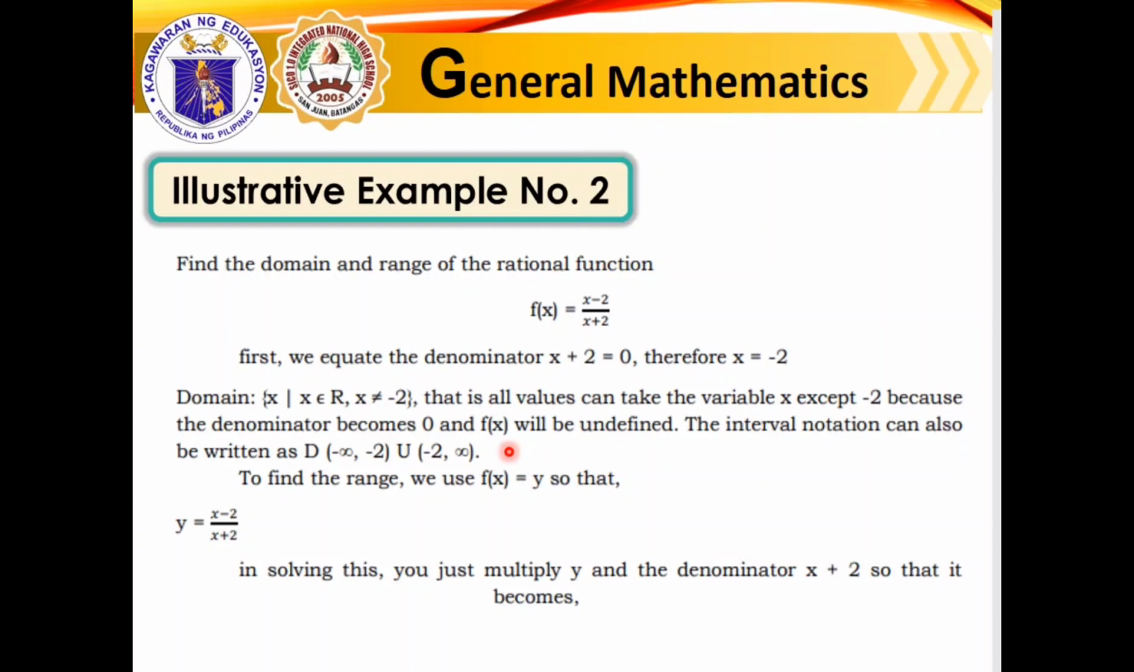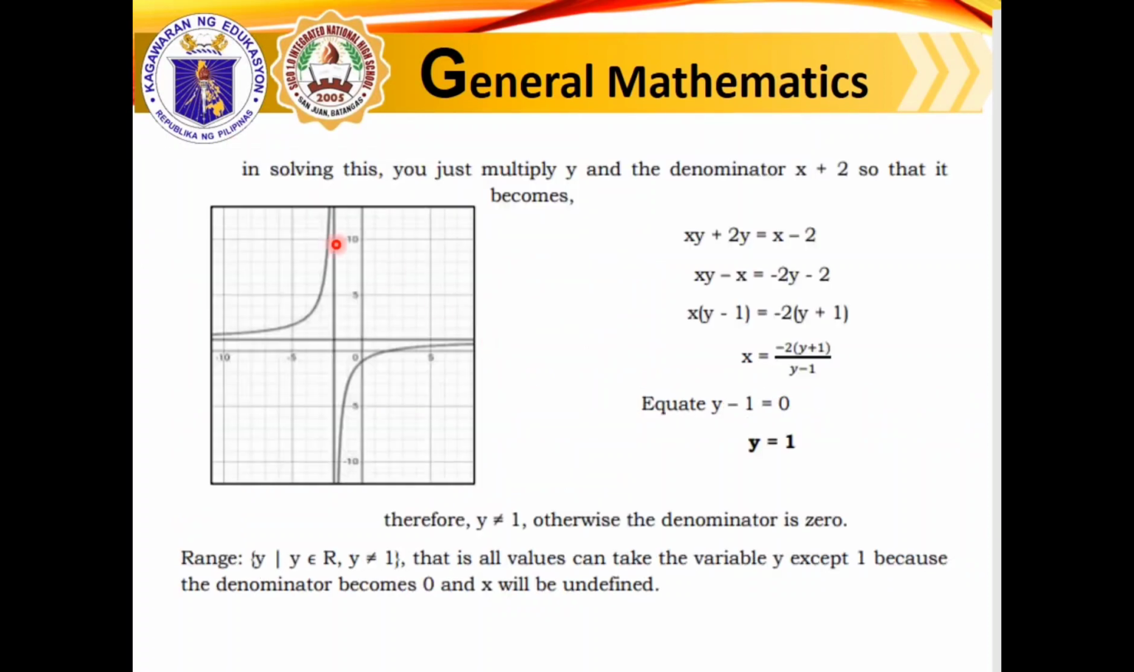So to find the range, we use the function of x equals y, so that y equals x minus 2 all over x plus 2. So in solving this, you must multiply y and the denominator x plus 2 so that it becomes xy plus 2y is equal to x minus 2. So xy minus x equals negative 2y minus 2.